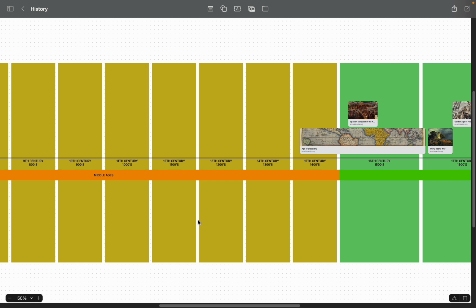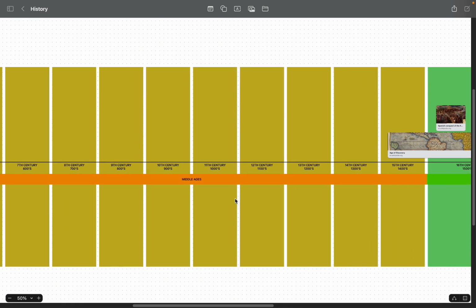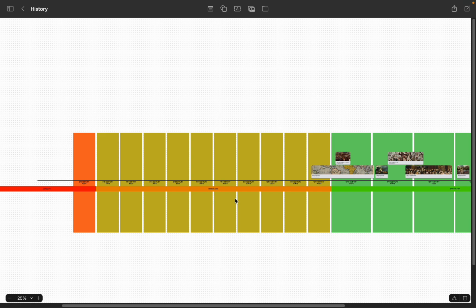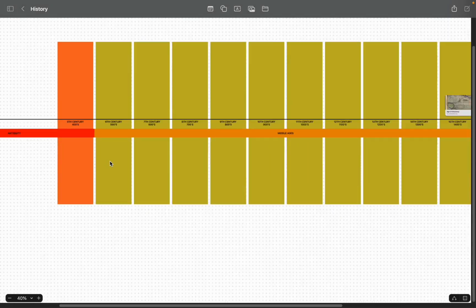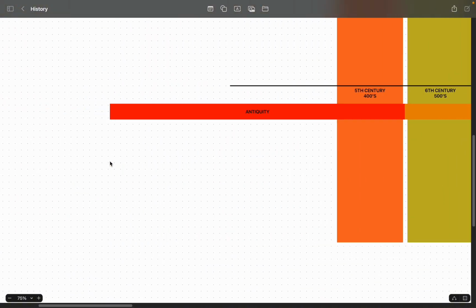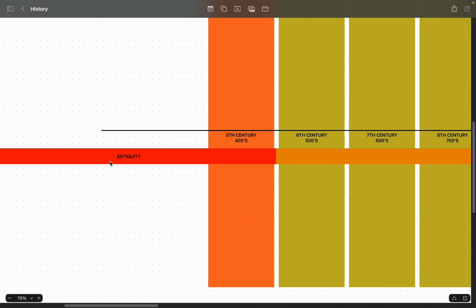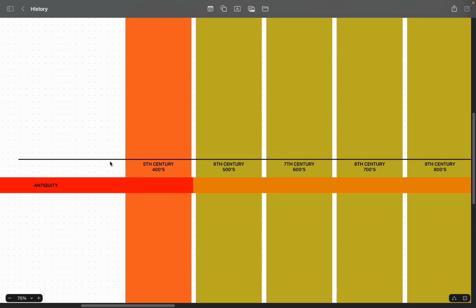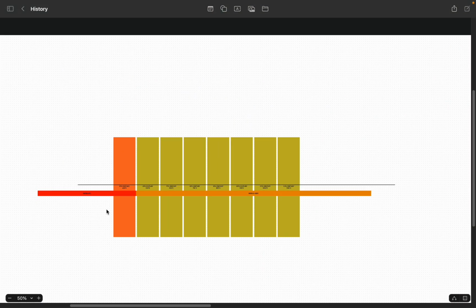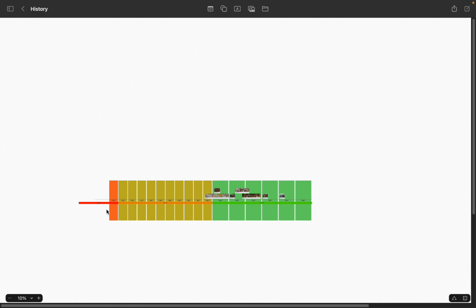This is something I've been working on. I'm calling it the history map. Basically, what we can see is in red is antiquity. Each box represents a century. And there you go, this is time. This is the timeline. I'm doing this because I really like thinking about history and trying to understand the big moments and have them kind of situated in chronological order.